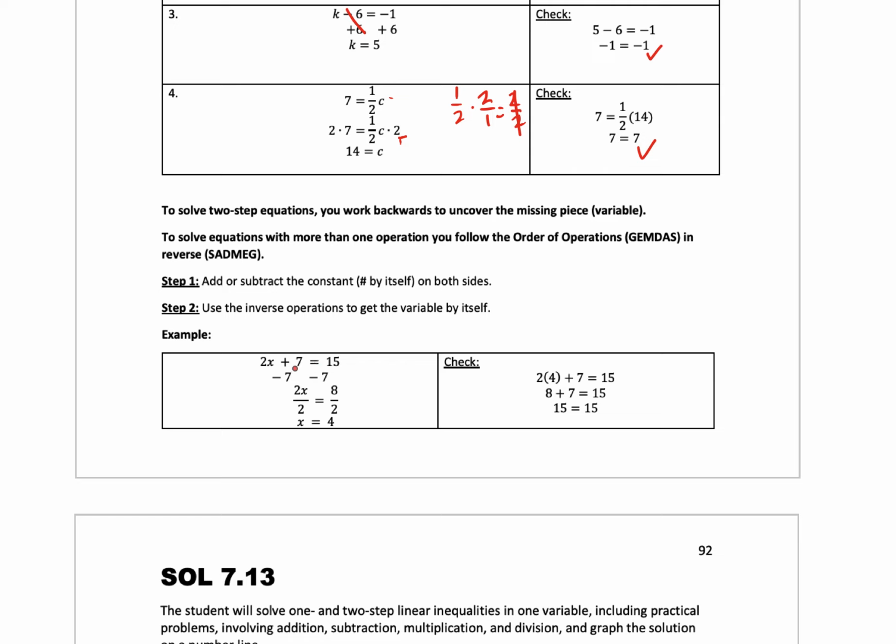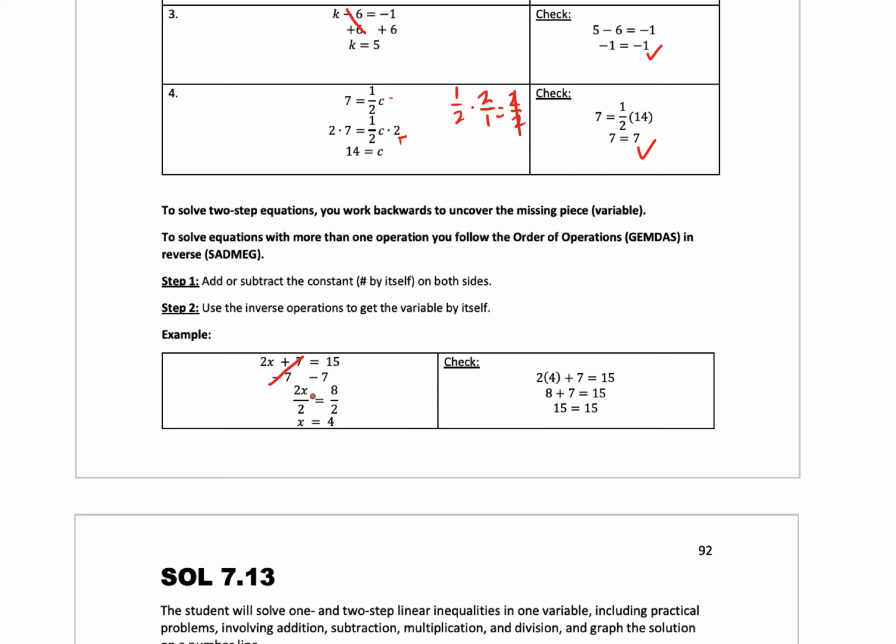I have 2x plus 7 equals 15. I just focus on the side with the variable and get rid of my constant. The constant is the number without a variable, and my constant here is positive 7. The opposite of positive 7 is negative 7, so those are opposites. And then I'm left with 2x on that side. 15 minus 7 gets us 8, so we have 2x equals 8.